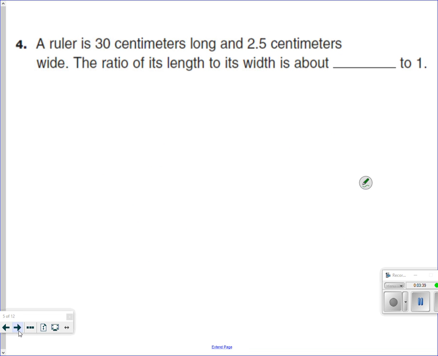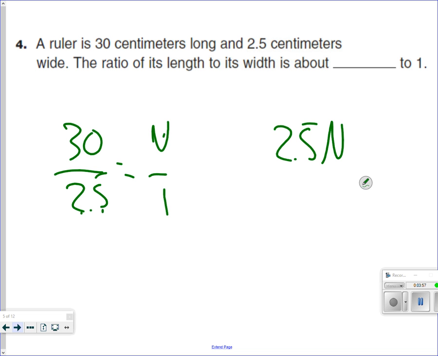Next problem. A ruler is 30 centimeters long and 2.5 centimeters wide. So you have 30 over 2.5. What's the ratio to 1? So we got a 1 down here, trying to find n. 2.5 times n is 2.5n. 1 times 30 is 30. Divide by 2.5 to get n by itself. 30 divided by 2.5 equals 12. It's 12 to 1, for length to width.